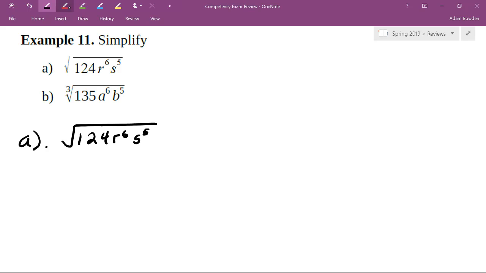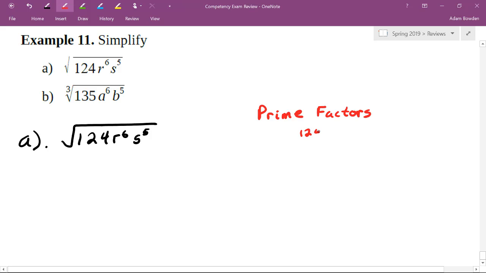Okay, the first thing you want to do is look at the number 124 and do all the prime factors of 124. It might be helpful to recall what a prime number is. Prime numbers start at 2 and have numbers like 3, 5, 7, 11, 13, and so on. They're all numbers that only divide by 1 and itself. So we want to try to divide out all the prime factors of 124.